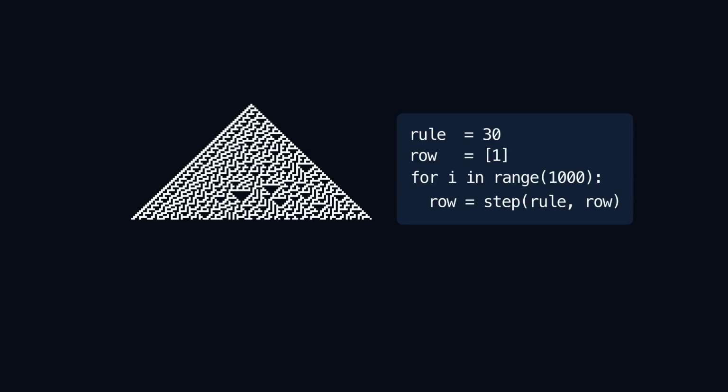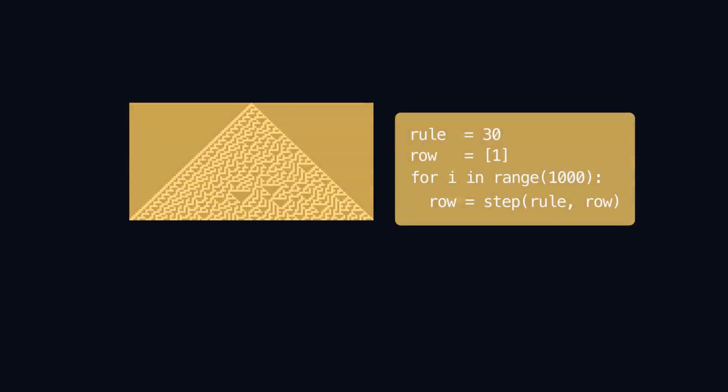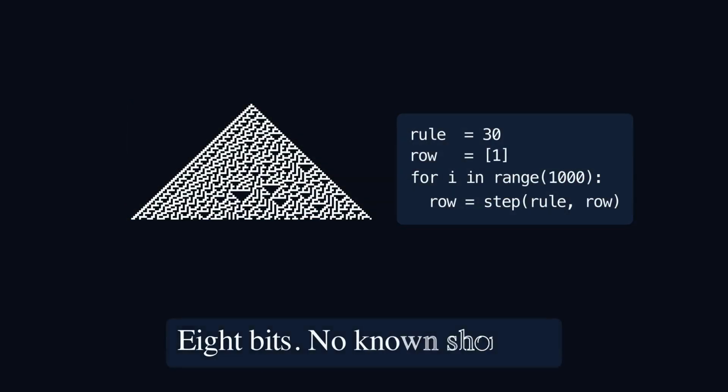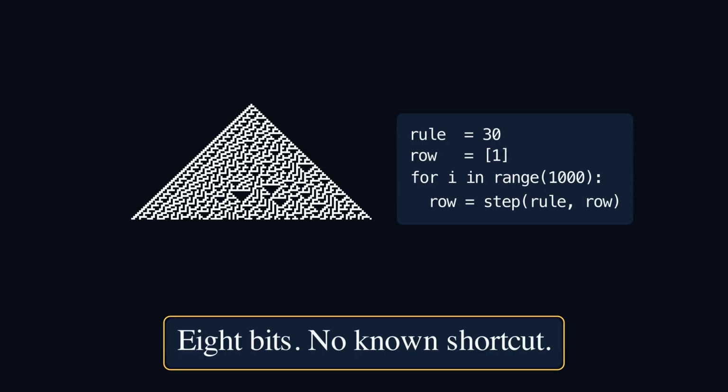The rule is tiny, and even the program that generates row 1000 is tiny. But as far as we know, there is still no shortcut that jumps straight to row 1000 without effectively doing the computation. The simple description does not buy you a simple prediction. That is why Rule 30 lingers in your head, not because it is complicated, but because it is so small and still seems to withhold any cheaper explanation of itself. That is computational irreducibility in its most unsettling form.